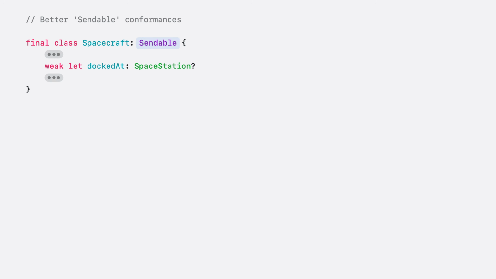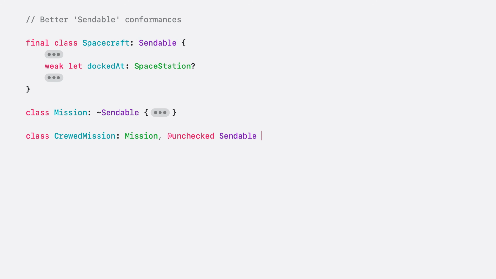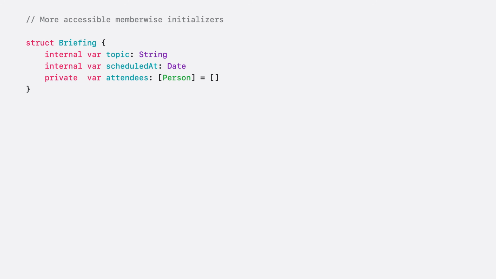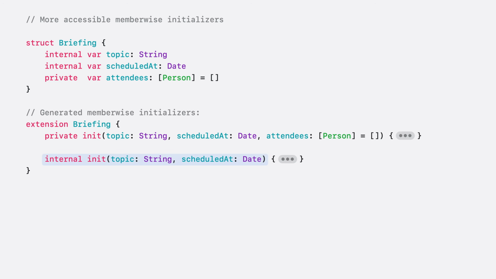Or if a type shouldn't be sendable, you can state that explicitly with the new tilde sendable syntax, which, as an added bonus, doesn't stop subclasses from being sendable. And a struct with a mix of internal and private properties will now have a second memberwise initializer that you can use from other files in your project. But there are also some changes you'll definitely notice.